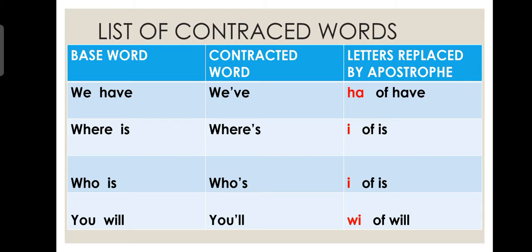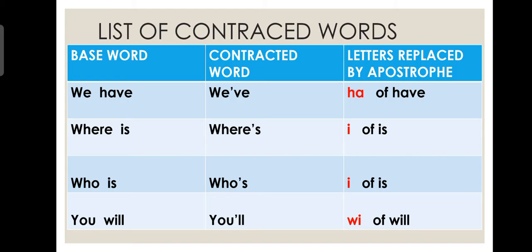Next is you will. Here also we are writing the first word as it is and we are removing WI from the second word and this is replaced by the apostrophe and it becomes you'll. YOU apostrophe double L.